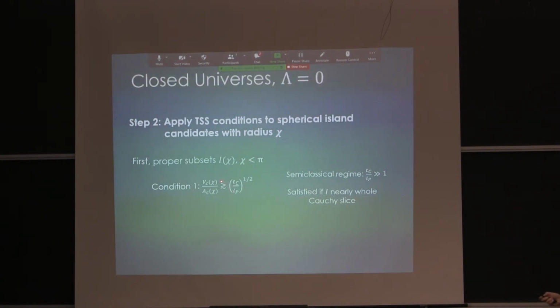Maybe you can't see this if you don't know by heart the closed volume equation and the closed area equation, but the volume in closed geometry is 2 chi minus sine 2 chi with some factors of pi, and the area is sine squared chi. If you look at this ratio, just believe me that it is large at large chi. So this condition will be satisfied if chi is large for the island, so the island is nearly the entire Cauchy slice.